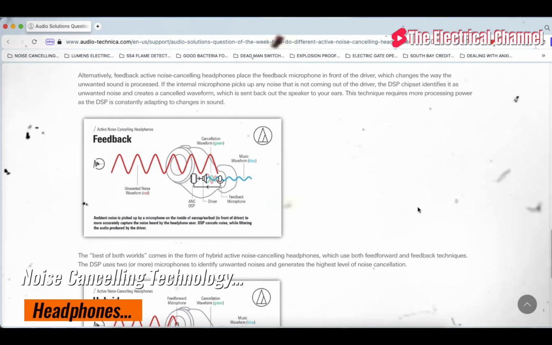Alternatively, feedback active noise cancelling headphones place the feedback microphone in front of the driver, which changes the way the unwanted sound is processed. If the internal microphone picks up any noise that is not coming out of the driver, the DSP chipset identifies it as unwanted noise and creates a cancel waveform, which is sent back out of the speaker to your ears. This technique requires more processing power, as the DSP is constantly adapting to changes in sound.